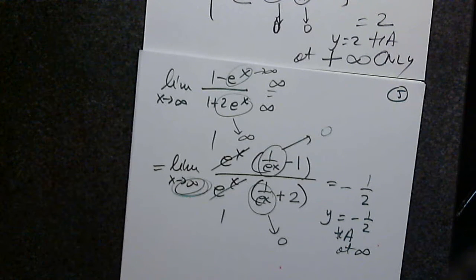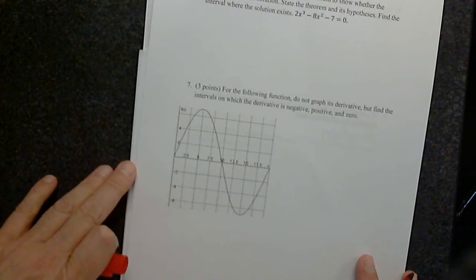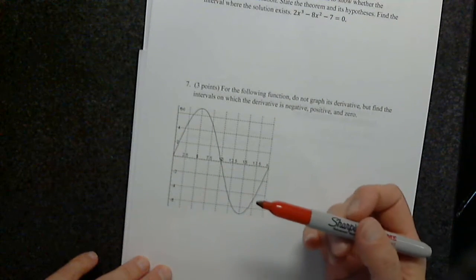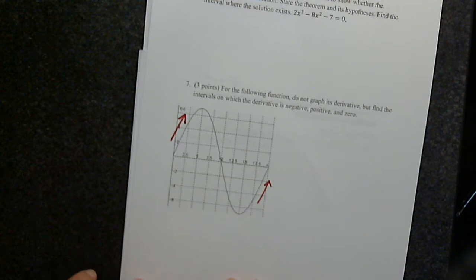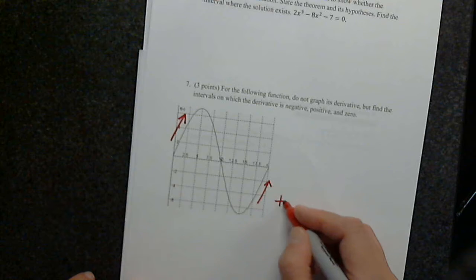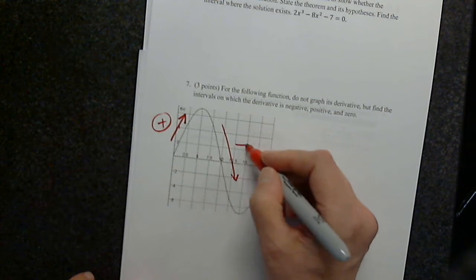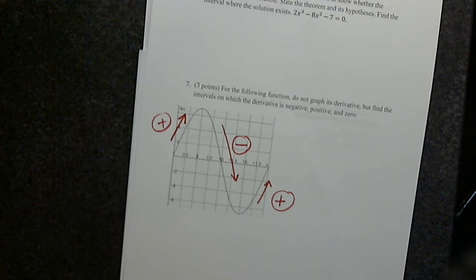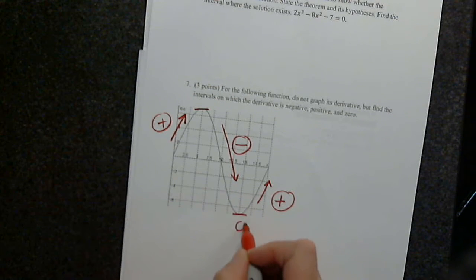7. For the following function, do not graph its derivative, but find the intervals on which the derivative is negative, positive, and 0. Remember, we graphed something like this. When the function is increasing, the derivative has to be positive. When the function is decreasing, the derivative has to be negative. When the function has a max or a min, the derivative has to be 0.